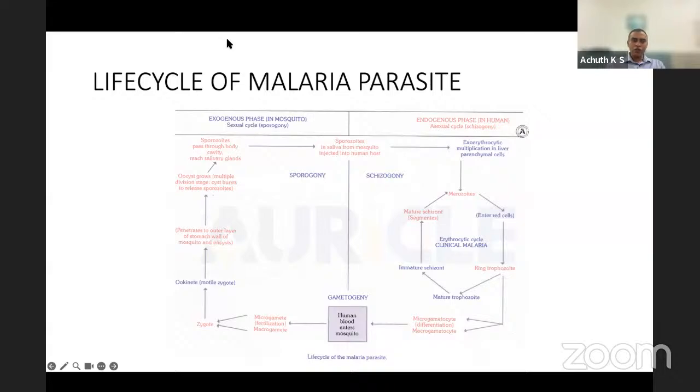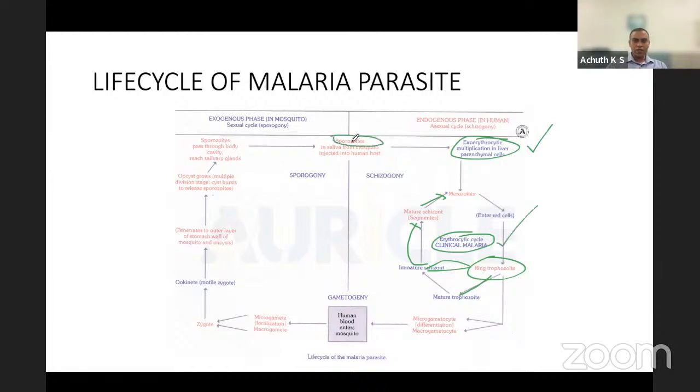Ring trophozoites undergo maturation and become a schizont. This schizont again undergoes maturation to become merozoites. That means there are two cycles in humans also. One is the exoerythrocytic cycle and one is the erythrocytic cycle. In this, there are no features or symptoms, sorry. And in this, we have clinical symptoms.